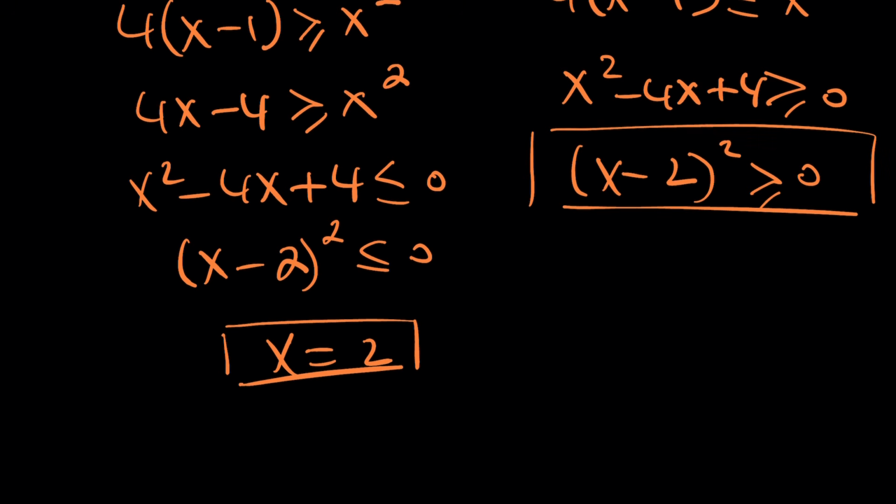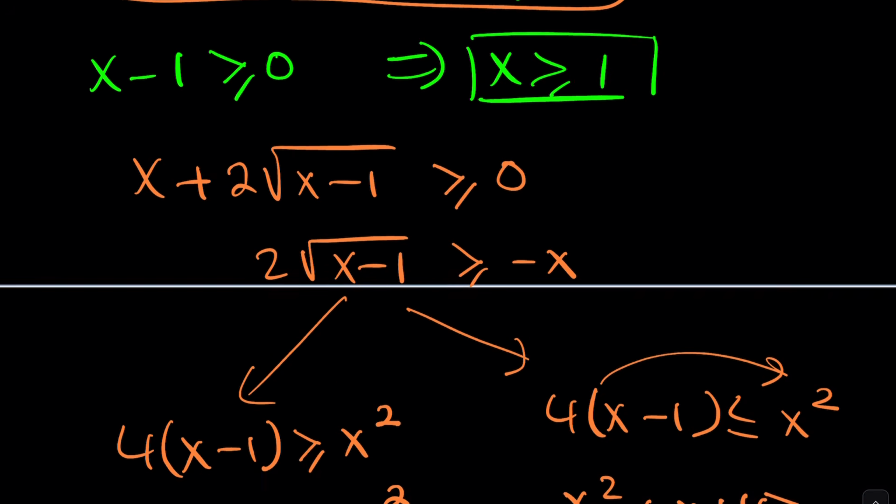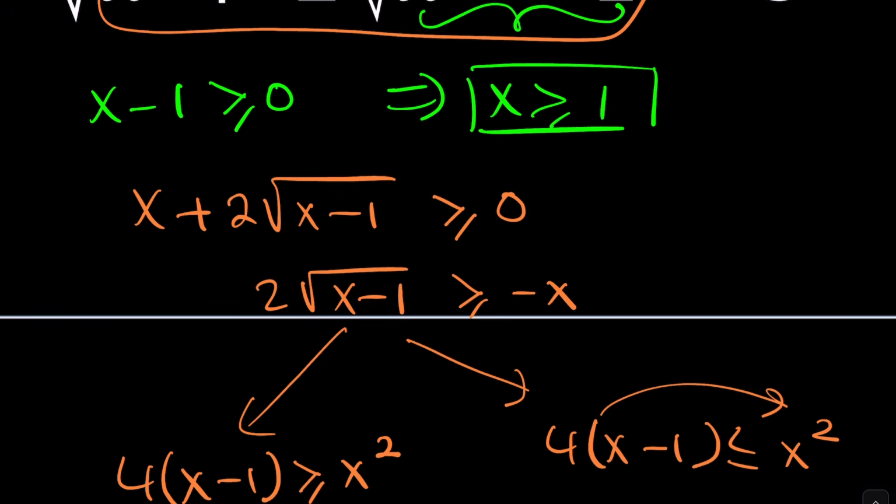And the other branch gives us x equals 2, which is already included in this because everything will work. Which means this is probably always going to be greater than or equal to 0. And you can test it.